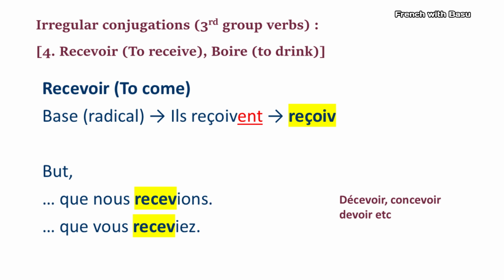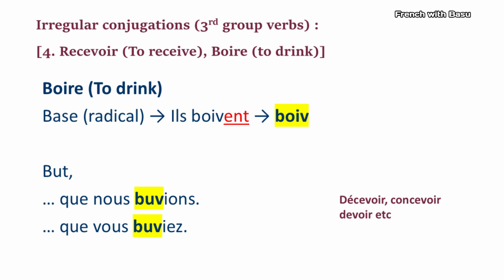Recevoir, the usual base form is R-E-C cédille O-I-V. But with nous and vous, it becomes R-E-C-E-V. Que nous recevions, que vous receviez. Boire, to drink. The radical is B-O-I-V, which you can use with all the subjects je, tu, il, elle, again il, elle. But with nous and vous, it becomes B-U-V as the radical. Que nous buvions, que vous buviez.